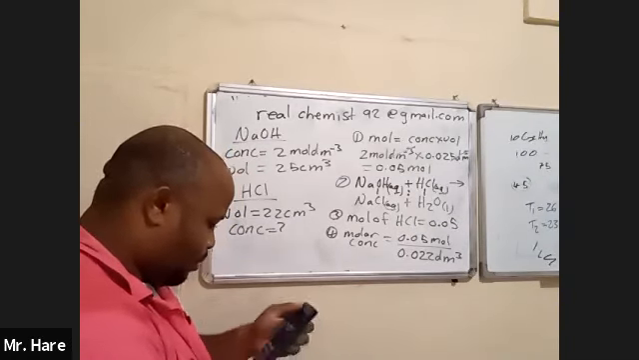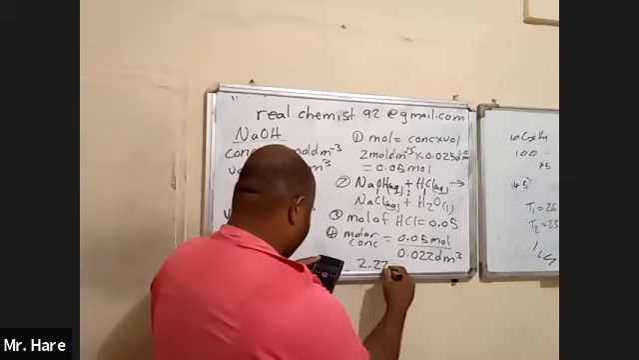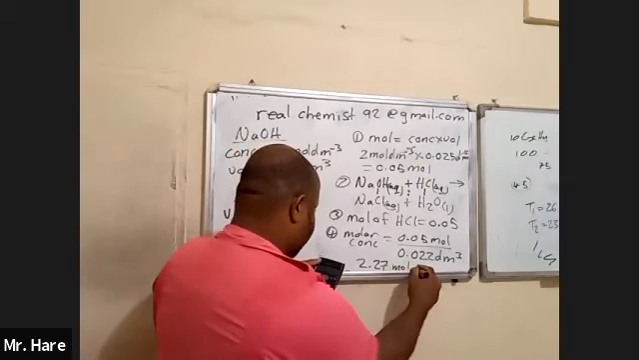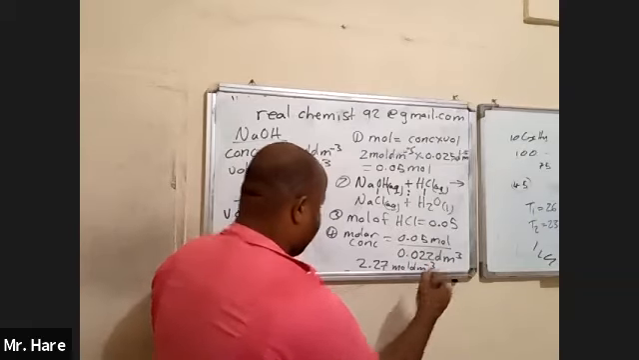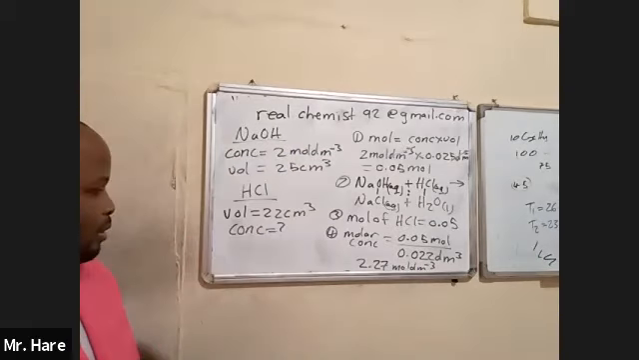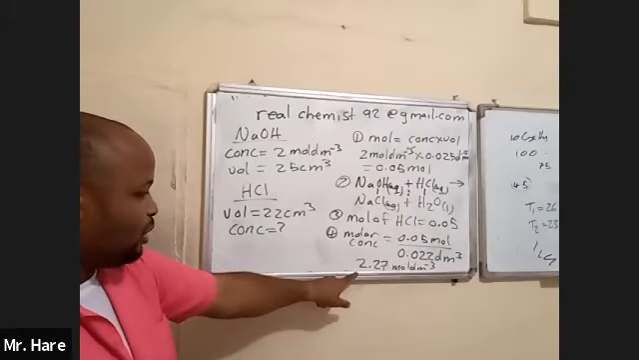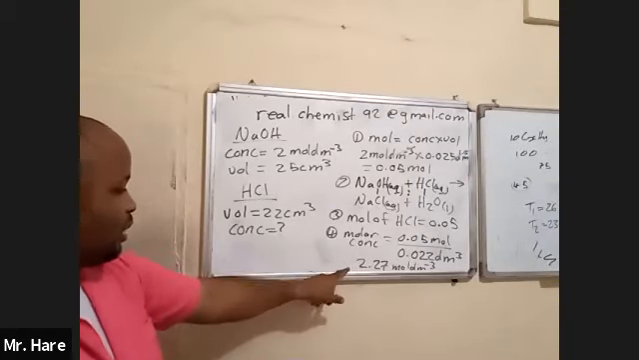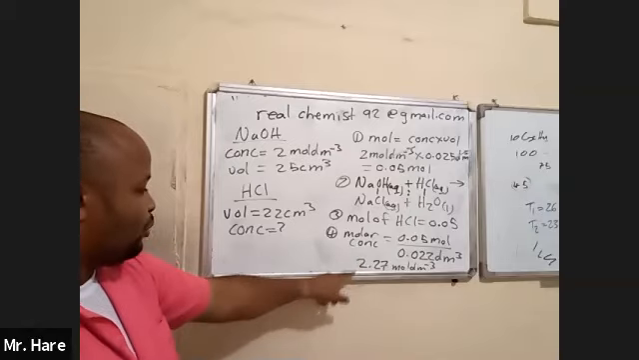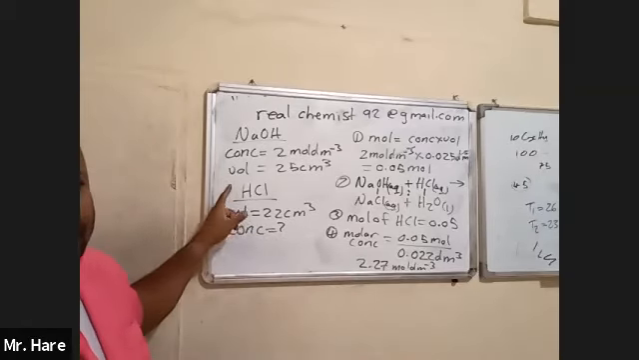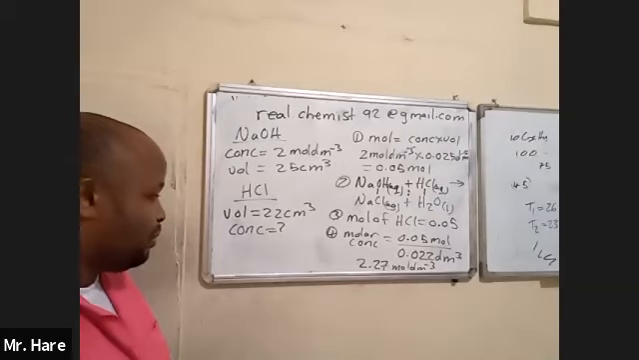And you get 2.27 moles per dm³. All right. So that is the concentration of the sodium hydroxide, not sodium hydroxide. This is the molar concentration of the hydrochloric acid solution.